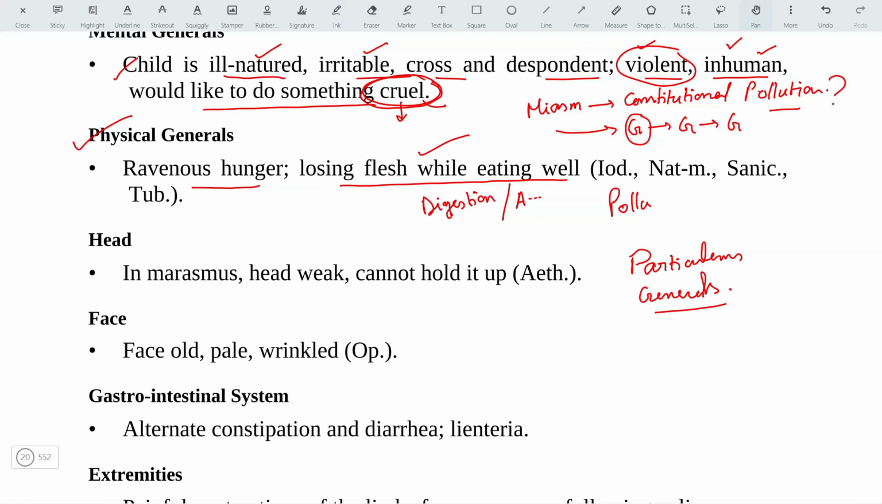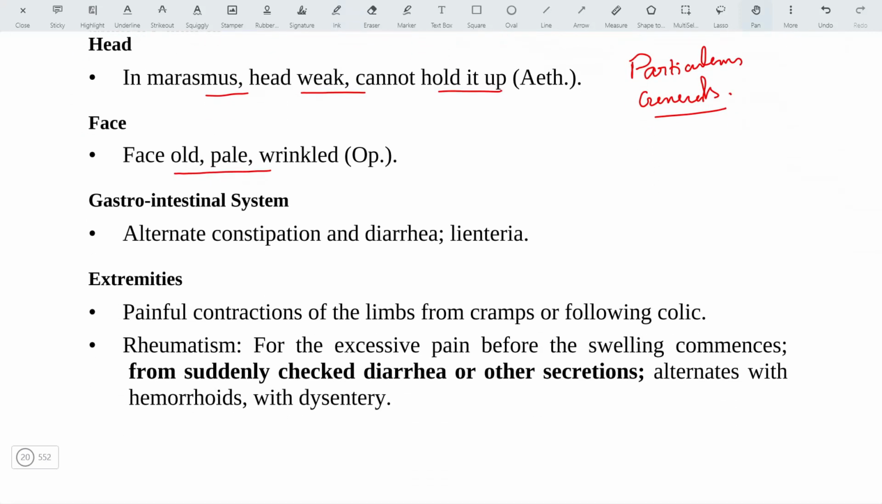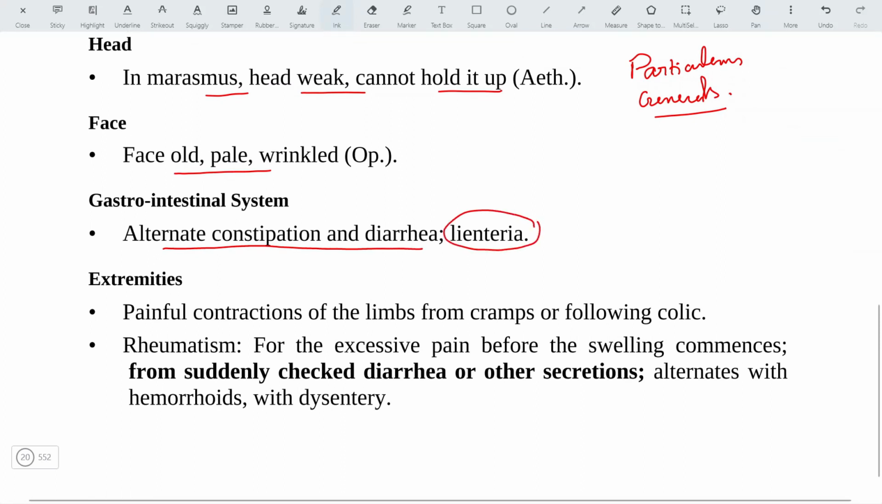Now, in particular symptoms, the patient might say, see, in marasmus the head we cannot hold up. You have to see the patients. When you see these patients, you might see symptoms that are not the kind of symptoms the patient will tell you. Face old, pale, wrinkled, that is, the character of the skin is prominent over the face. And now come to the gastrointestinal system, alternate constipation and diarrhea, the term lienteria. Why does this happen? Because of the patient's problems regarding digestion or assimilation.